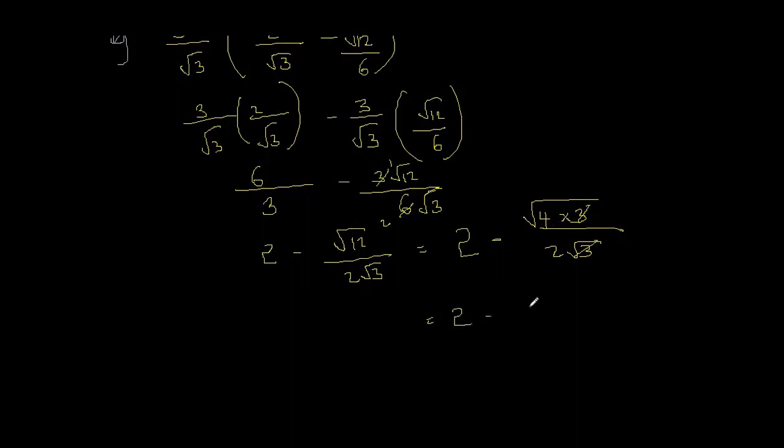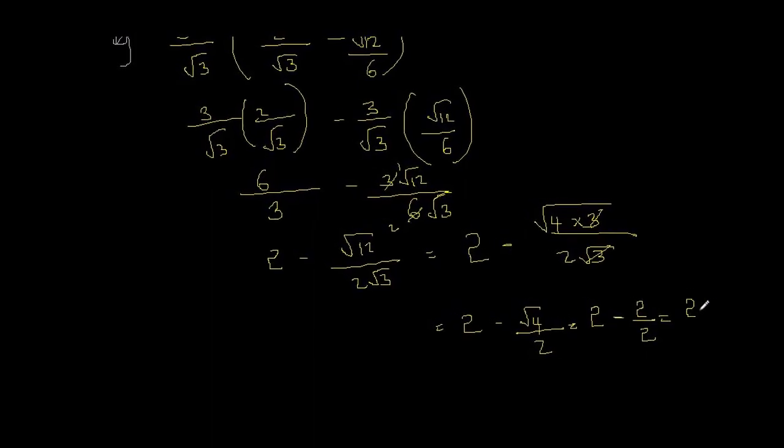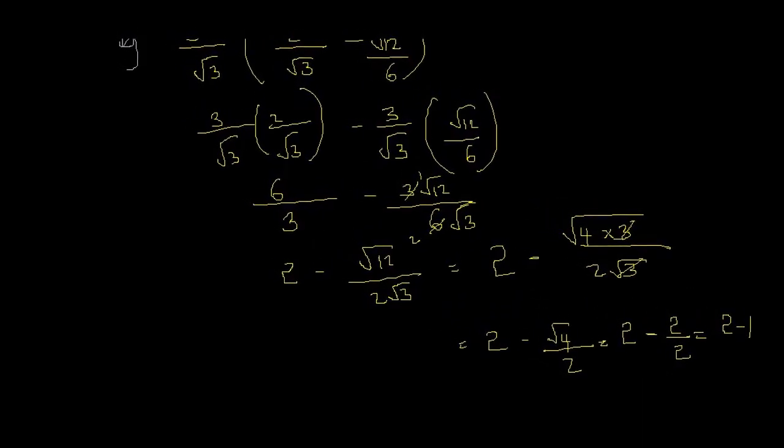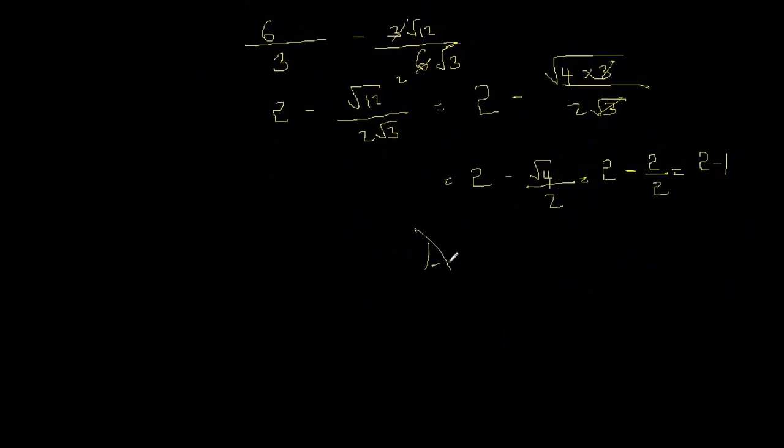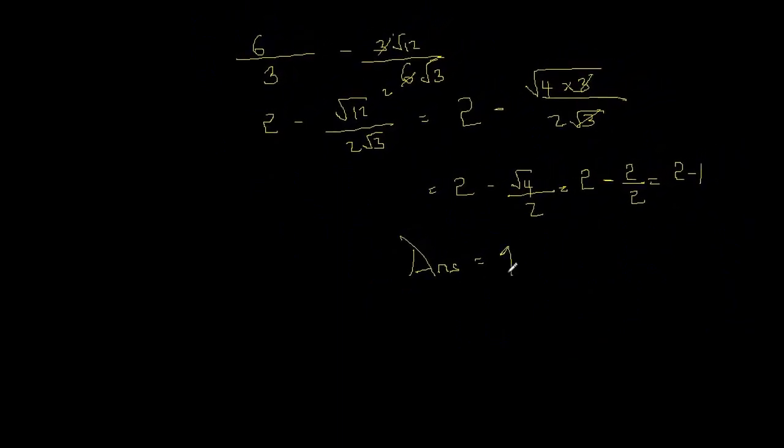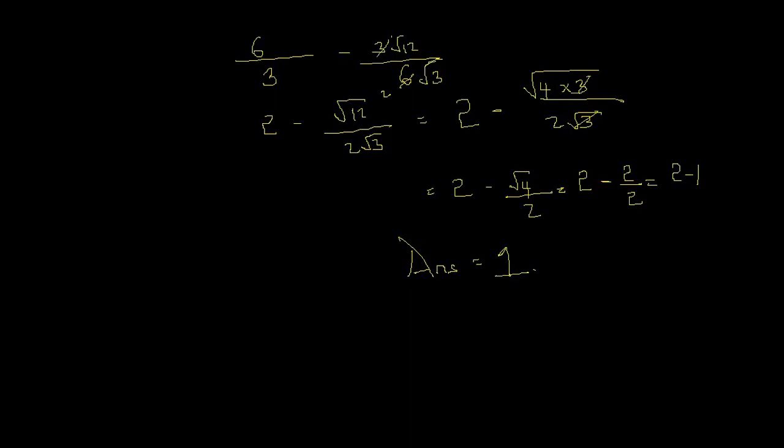The root 3 can cancel out the root 3. I have 2 minus root 4 over 2. Now root 4 should give me 2, as the square root of 4 is 2. So 2 minus 2 over 2, so I have 2 minus 1. So my final answer is equal to 1. I hope you guys understood that. Thank you so much for your time. Bye.